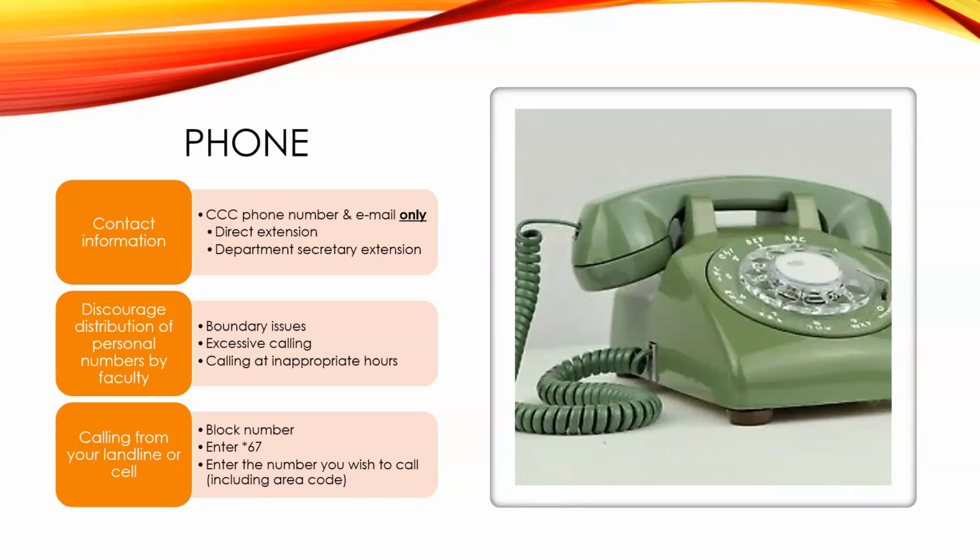We discourage the distribution of personal numbers by faculty. This presents boundary issues. Students might excessively call a professor. They might call at inappropriate hours. So we try to discourage giving out personal cell phone and landline numbers. But if you do want to call from your landline or your cell phone, we do encourage you to block your number. And you can do that by pressing *67 and then entering the phone number that you want to call, and that includes the area code.